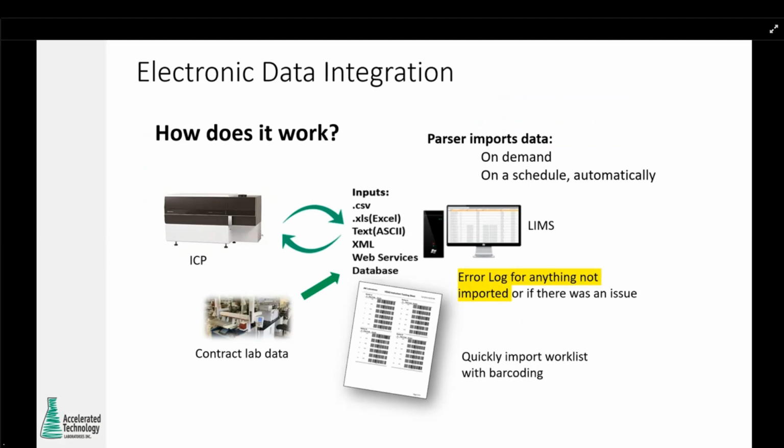Basically, the output file, whether it's a comma-separated value, an Excel file, a text or ASCII or XML or something else, is sent over, and then a parser is created which places the code in the format that the LIMS is looking for.